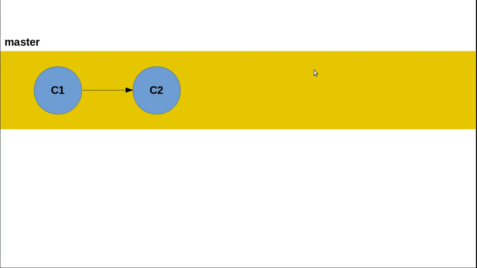Okay, so let's consider a scenario here now. Till now, we have been working only on the master branch, which is the default branch of any Git repository. And in the master branch, we already have two commits, which are C1 and C2. And we also know that we can always go back to the commit C1 whenever we want, right?